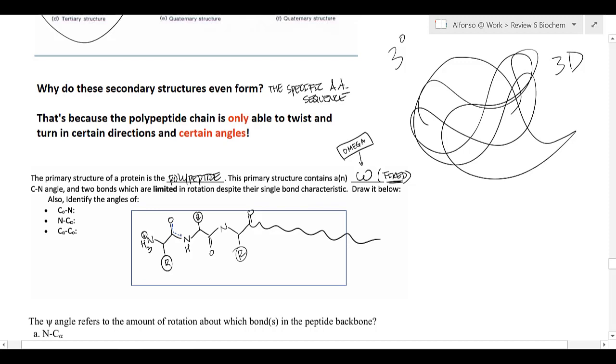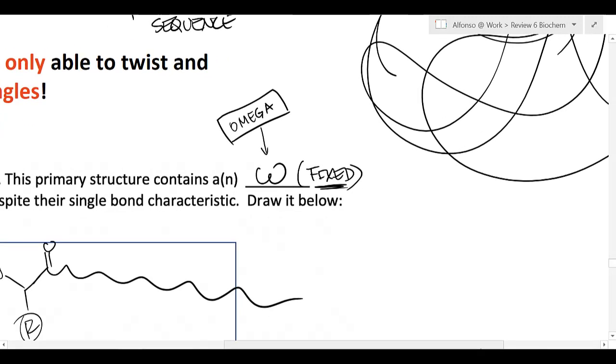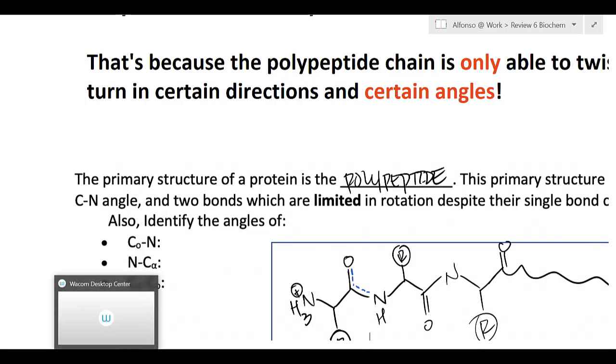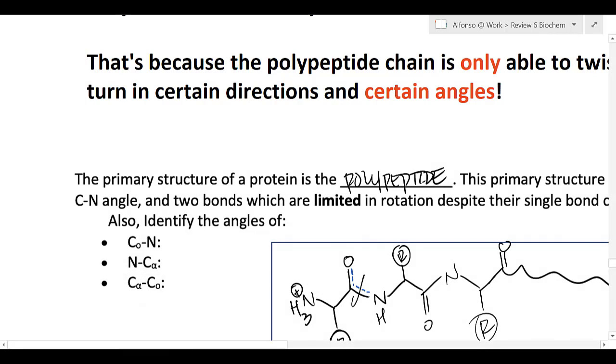Because it has a partial double bond characteristic, is it able to rotate? So can we rotate this part right here? Let me zoom in. Can we rotate this part right here like that? Yes or no? No. Damn it. I had a really good structure and I messed it up.